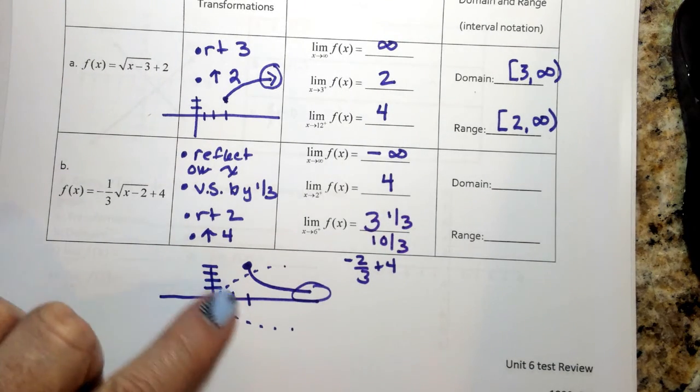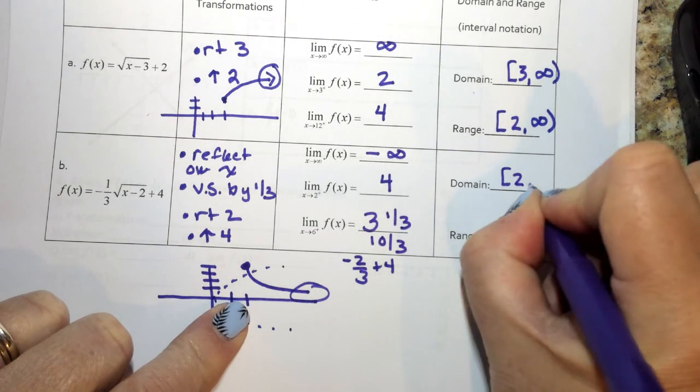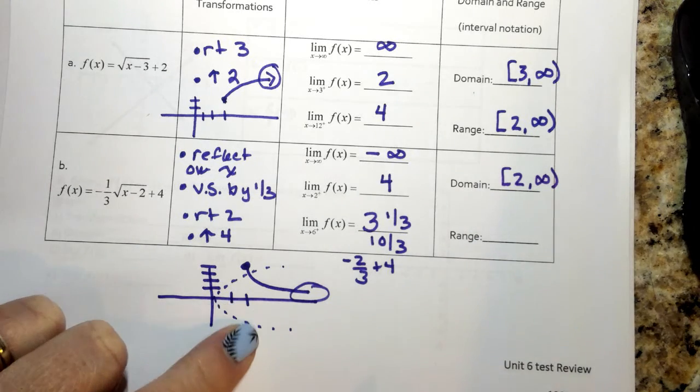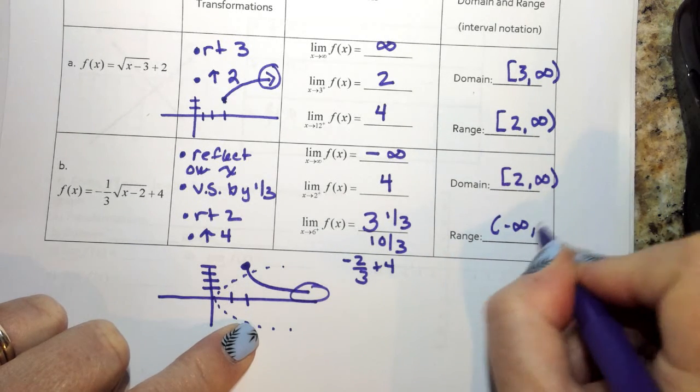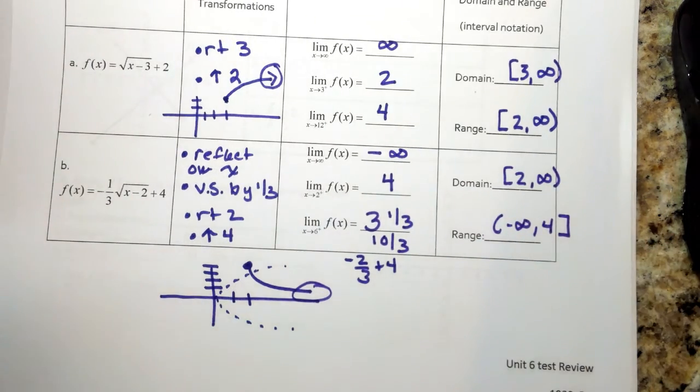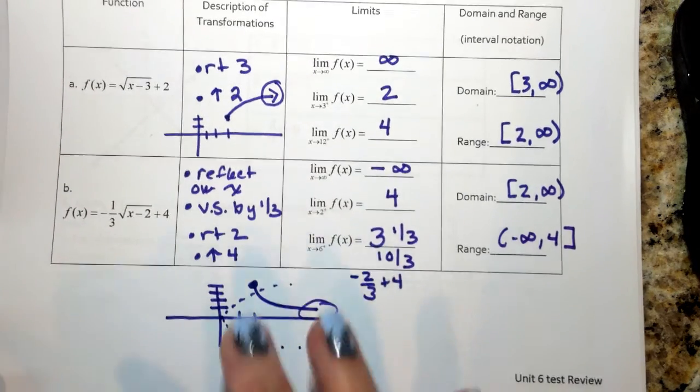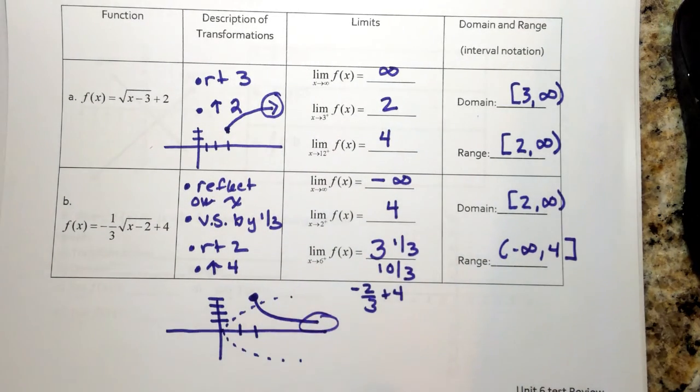The domain, because I shifted it to the right 2, is going to be bracket 2 to infinity. The range is going to be from negative infinity to 4. So even though the question didn't ask you for a graph, really to do the domain and range, you needed to have an idea of what a rough sketch of that particular parent function is going to look like.